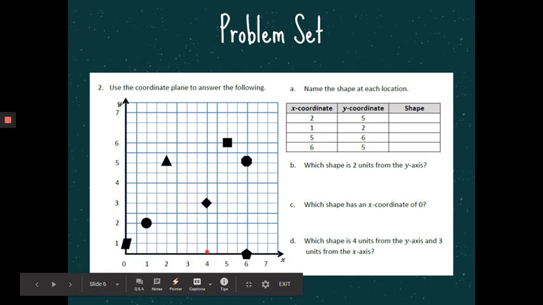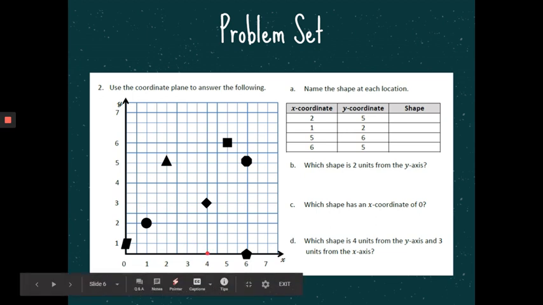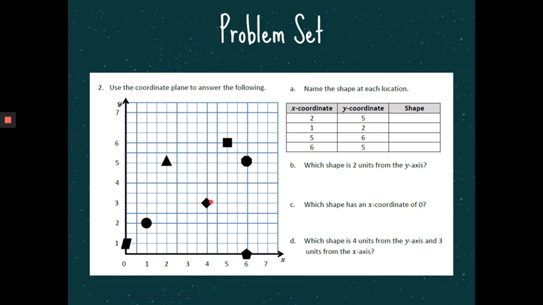So if we start where it says 4 units, this is where 4 units from the y-axis looks like. And then we're going to look 3 units from the x-axis. 4 units from the y-axis and 3 units from the x-axis. So that's going to bring us to our diamond. Our diamond, our kite, our whatever other quadrilateral it is considered.